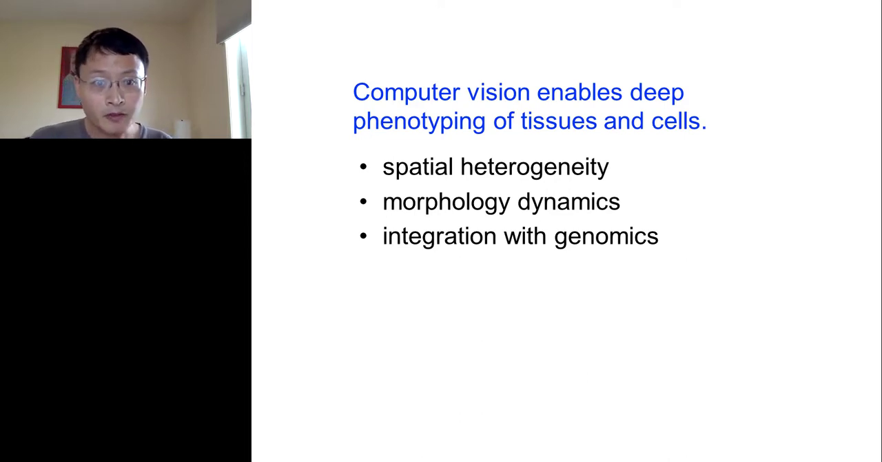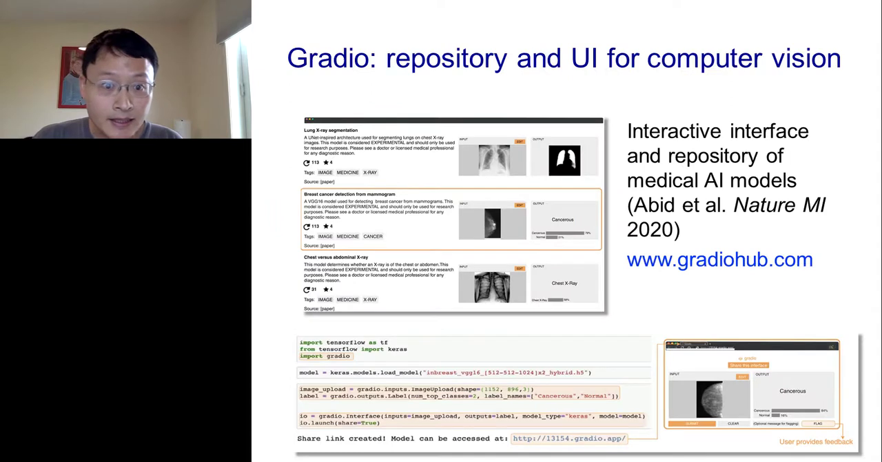In my group, we've developed a variety of ways to make it easy for biologists and for people who are not computer scientists to interact with these computer vision algorithms. So, for example, if you go to gradiohub.com, there's a place where we have put different interactive visualizations and interactive versions of many of these algorithms, where people can just interact with the models in their browser without having to download anything.